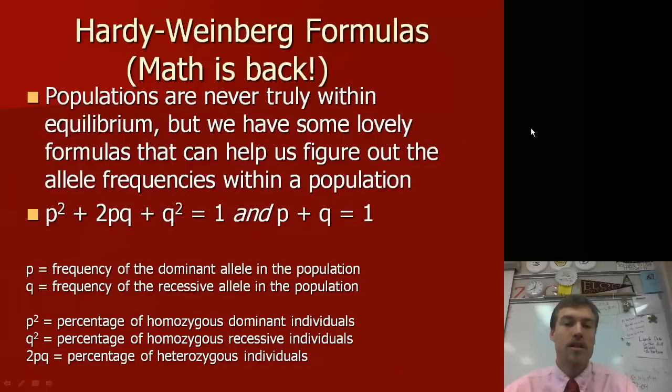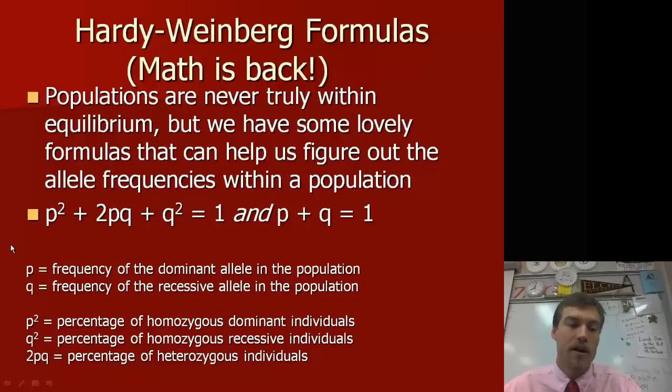And when those conditions are met, then we can use these lovely equations or formulas in order to determine the allele frequencies within a population. So we've got two formulas: p squared plus 2pq plus q squared is equal to 1, and p plus q is equal to 1. Now, if you'll notice, p plus q is equal to 1. If you square this, then you get p squared plus 2pq plus q squared is equal to 1, right? This is the perfect square, okay?